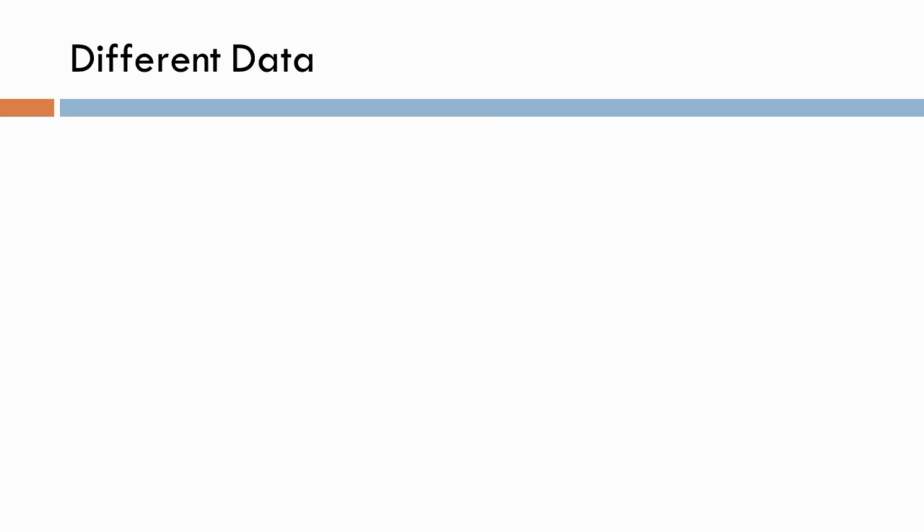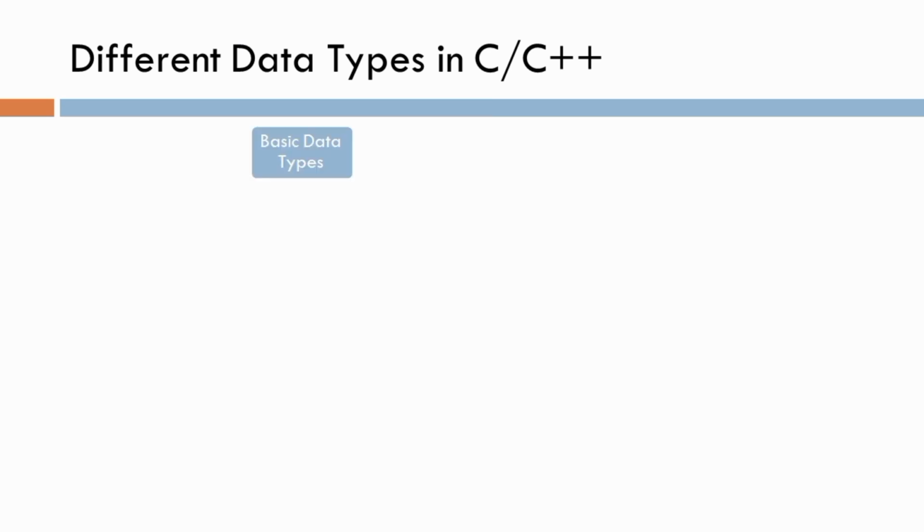Next, we are going to show the different data types that are used in C and C++. Mainly, there are 3 categories of data types. The first one is basic data types, the second one is derived data types, and the third one is user-defined data types.